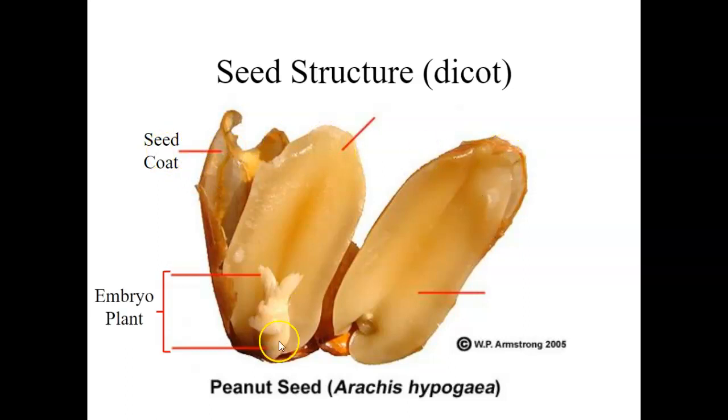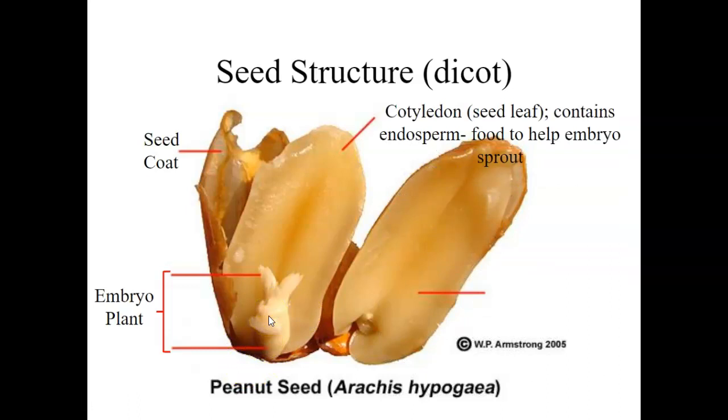The embryo plant down here, and then most of the peanut that we eat is the cotyledon, called the seed leaf. And cotyledon contains endosperm, which is stored food that is going to help the embryo plant sprout out of the ground. Because if a seed is planted in the ground, there's no sunlight to give it energy, so it has to rely on the energy of the endosperm to get sprouted and out of the ground.